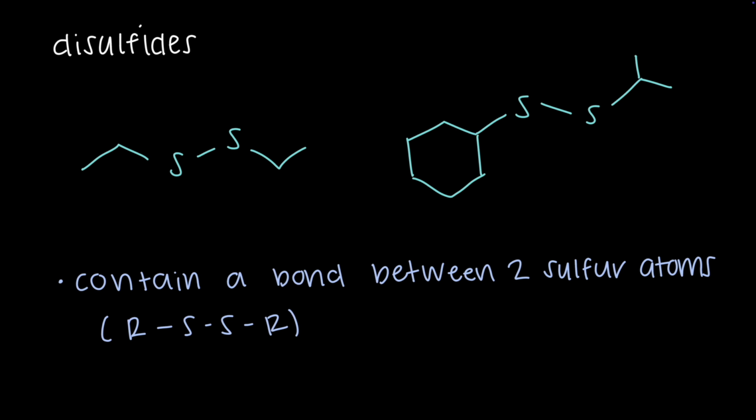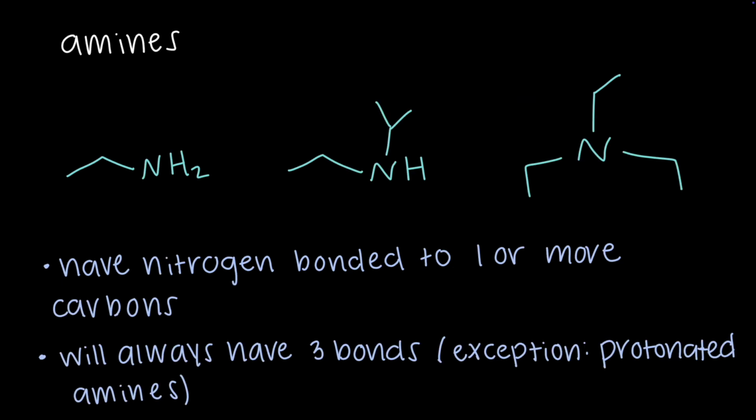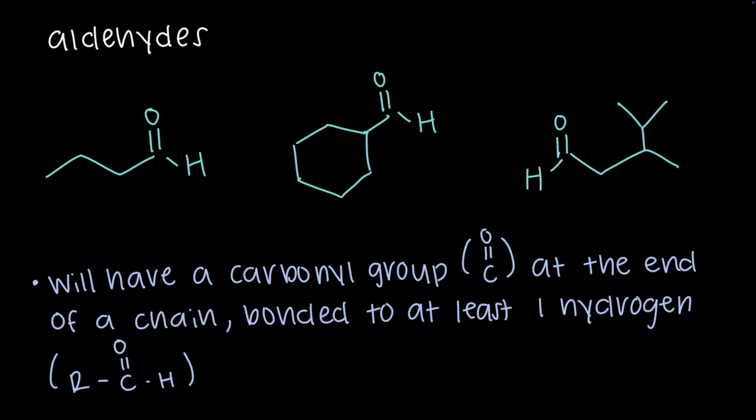Disulfides contain a bond between 2 sulfur atoms. Amines will have nitrogen bonded to 1 or more carbons and will always have 3 bonds. If the nitrogen does not have 3 bonds, add hydrogens to create those 3 bonds needed for a formal charge of 0. Aldehydes will have a carbonyl group, and this is a C double bonded to O at the end of a chain, bonded to at least 1 hydrogen.